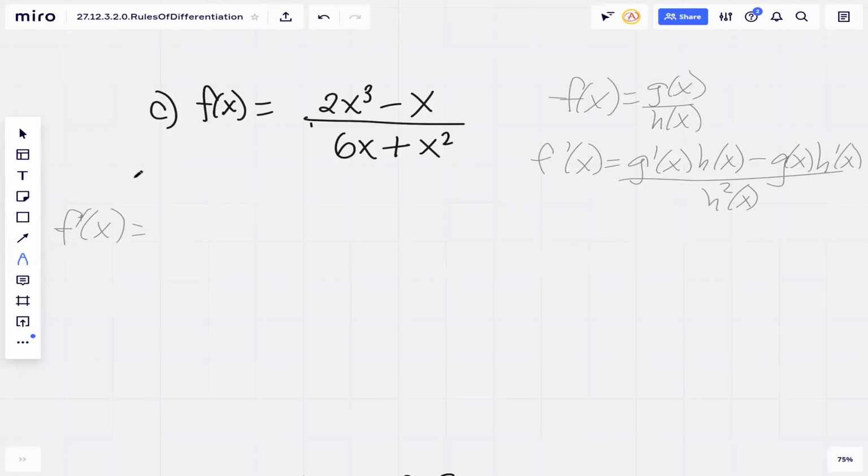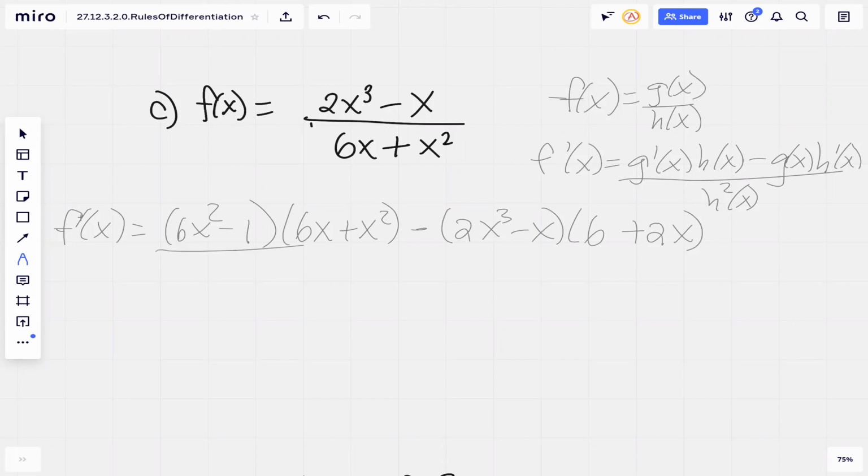Okay, so f prime is the derivative of the numerator, 6x squared minus 1, times the denominator, 6x plus x squared, minus the numerator, 2x cubed minus x, times the derivative of the denominator, 6 plus 2x, all over 6x plus x squared, all squared. So this is our answer. This is our derivative. You may be asked to simplify, so why don't we give this a try?